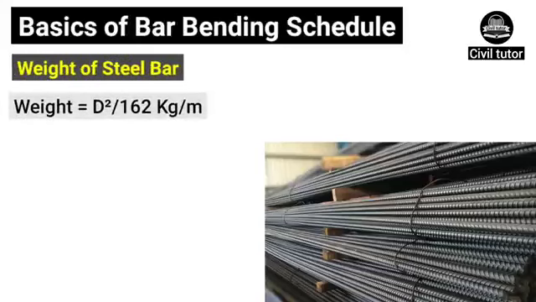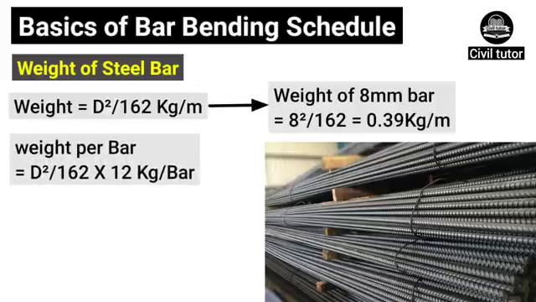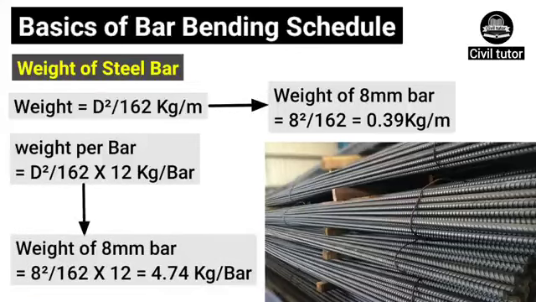The weight of a steel bar is calculated by using the formula d square upon 162 kg per meter, in which d is the dia of bar. For example, if we have a bar of size 8 mm, its weight in kg per meter will be equal to 8 square upon 162, which will be equal to 0.39 kg per meter. Weight per bar will be equal to d square upon 162 into 12, while 12 is the standard length of steel bar. For example, weight of 8 mm steel bar will be equal to 8 square upon 162 into 12, which will be equal to 4.74 kg per bar.